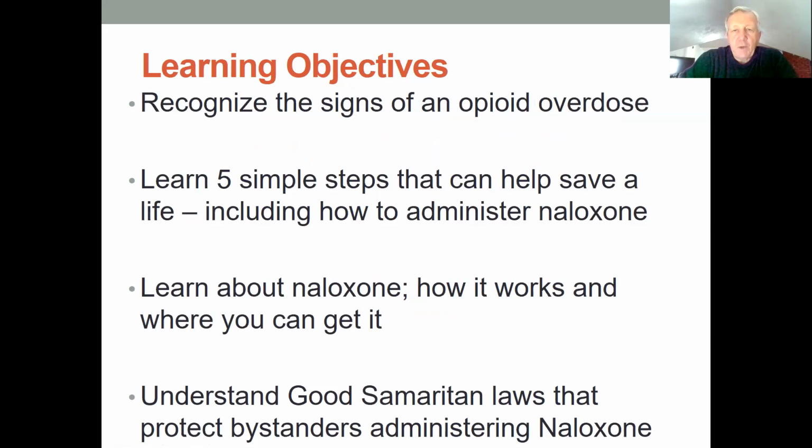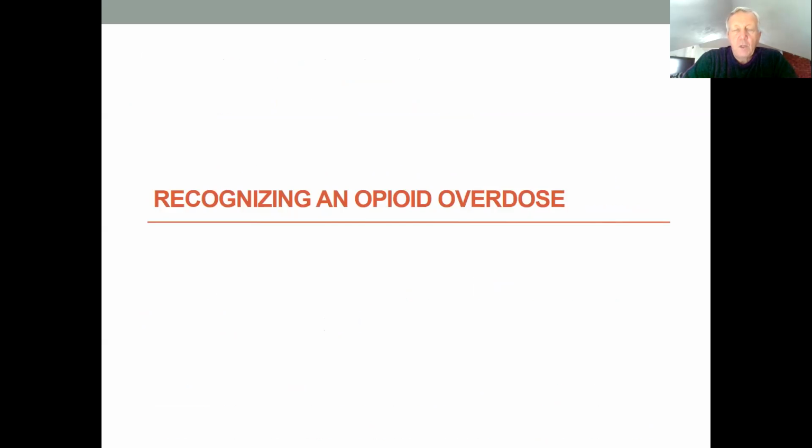And then we'll talk about where you can get naloxone and a few other things that are important, like the Good Samaritan law that protects bystanders who administer naloxone. So the first thing we want to talk about is how to recognize an opiate overdose. So I'm going to show you a slide or two, and then I'm going to show you a video that will actually show you somebody who's in an opiate overdose.